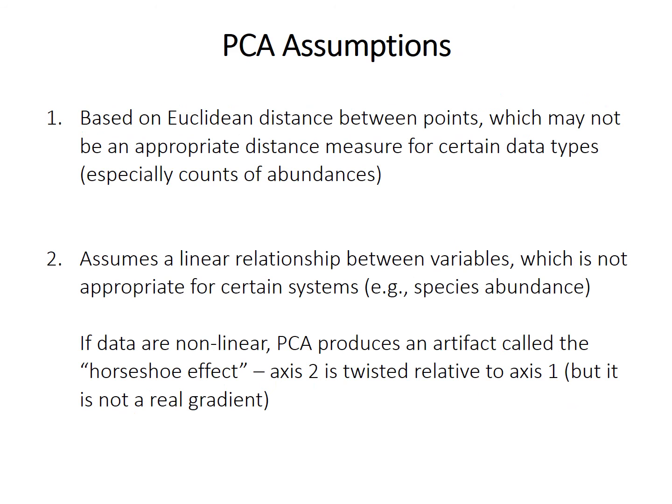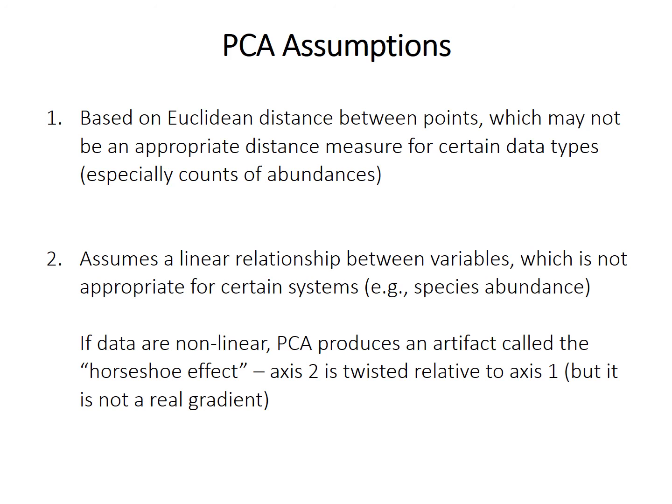So PCA has a couple really important assumptions. First, because it uses covariance or parametric correlation, Pearson's correlation, depending on the association matrix you use, it's based on the Euclidean distance between points. So in many cases that's okay, but it might not be an appropriate distance measure for certain types of data. And in particular, PCA is not a good method to use for count data.